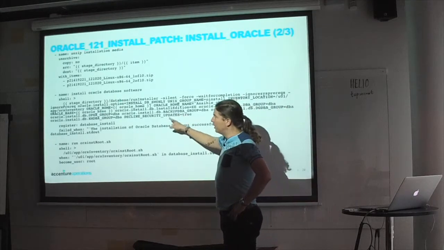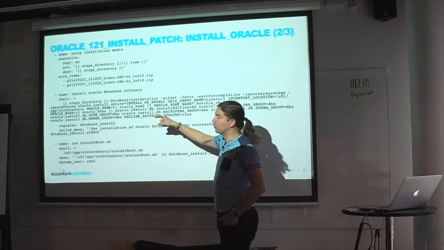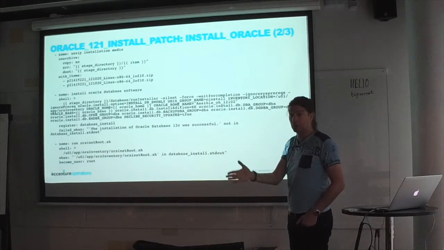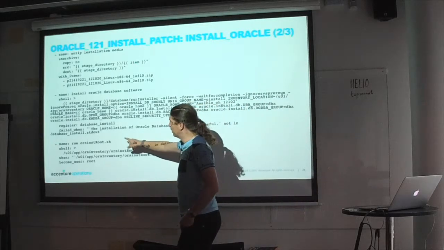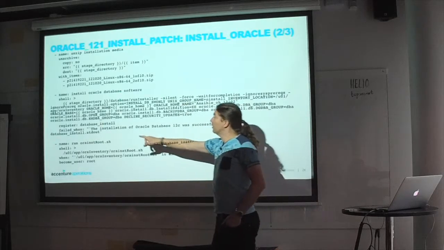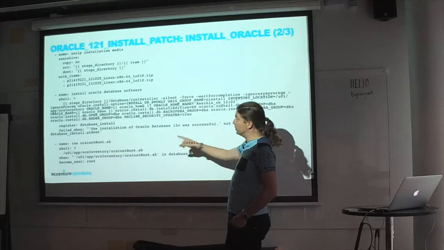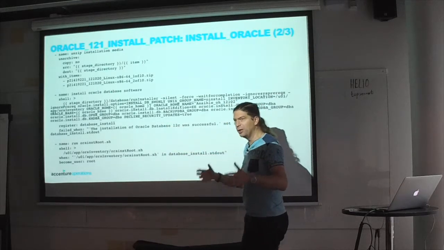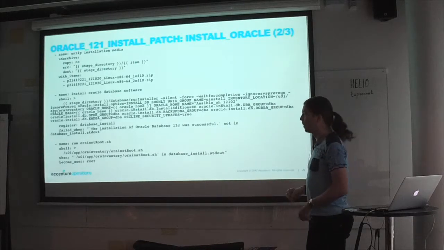And by default, the shell module of Ansible checks for the return code. If the return code isn't 0, it will stop and error out. But additionally, I say, OK, I register database install, and this also fails when the string 'installation of Oracle Database 12c was successful' is not in the standard out of this output. It's exactly the same checks you would do if you were installing it manually.